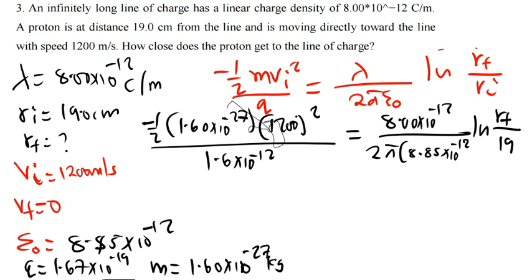So let's punch the calculator now for the top part here. Negative 1 over 2 is the same as negative 0.5, then times 1.60 exponent negative 27, which is the same as times 10 to the power negative 27, times 1200 squared. I divide this by 1.6 times 10 to the power negative 12. So what are we getting?